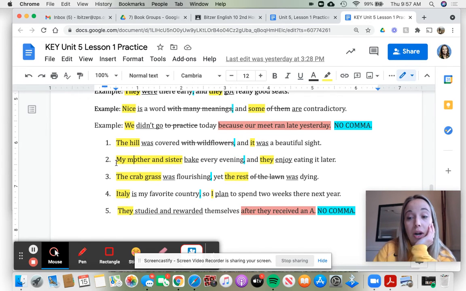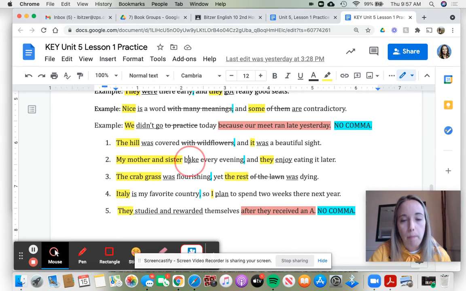This one, you are allowed to have 2 subjects sometimes. The sentence is not just about the mother or just about the sister. It's about both. My mother and sister, subject, what do? Bake, verb, every evening. Independent clause. They, subject, enjoy, verb, eating it later. Independent clause. We bring it together with a comma and a fanboy.